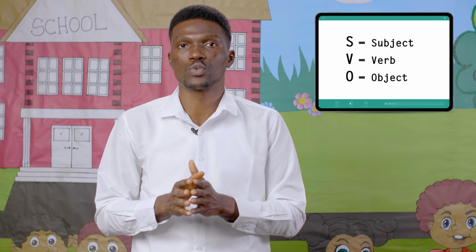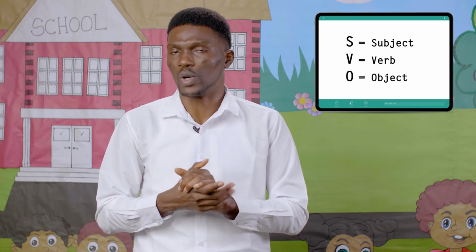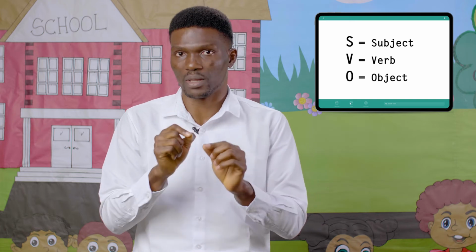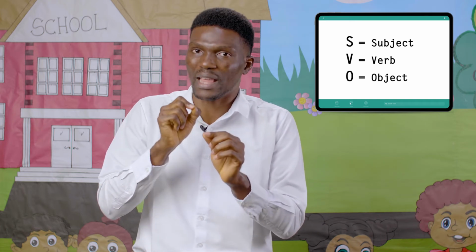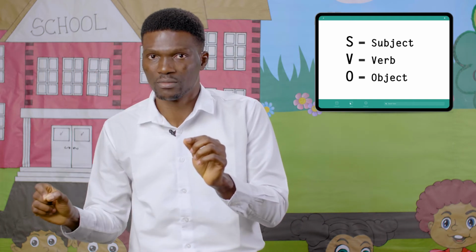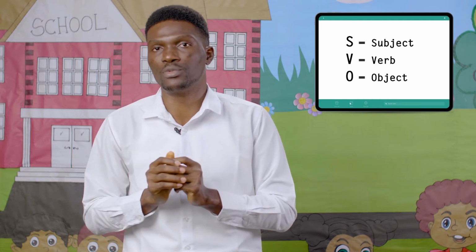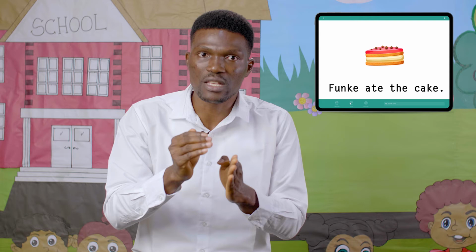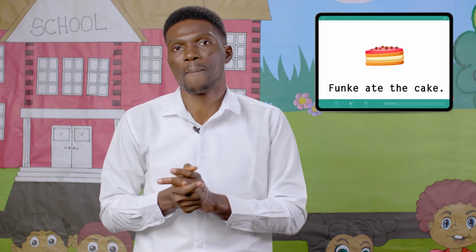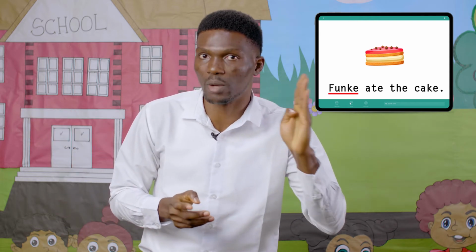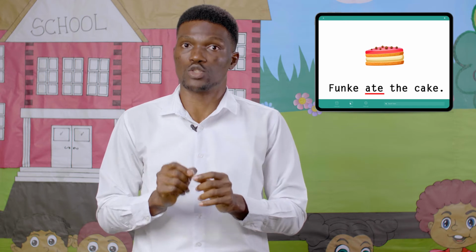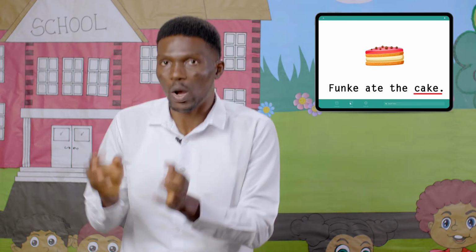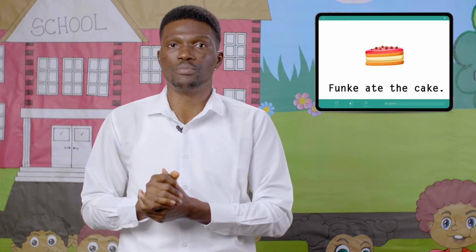What about the O? The O is what's called object. What is an object? You see, when a subject does something, it carries out that action on another thing. That thing is the object. So if I say something like, Funke ate the cake. Funke remains the subject, ate remains what she did, and the cake remains what was eaten. So the cake is the object.